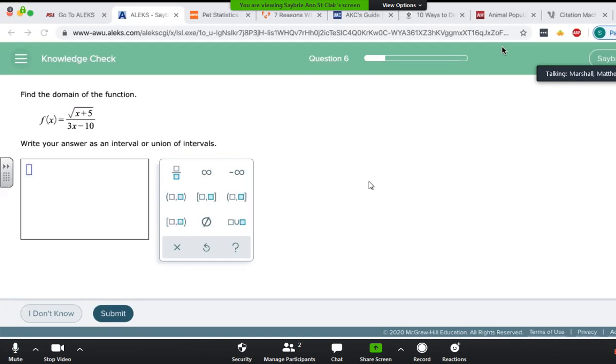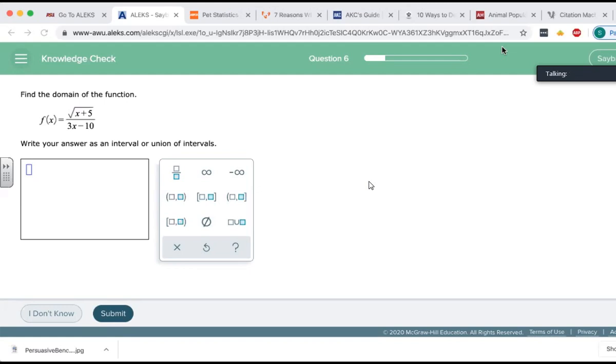Let's see. No, it didn't have that. Oh, wait a minute. Yeah, the x plus 5 has to be bigger than 0. That's right. So x has to be larger than negative 5, greater than or equal to. Oh yeah, so they're right. It's square bracket negative 5 to 10/3, and then 10/3 to positive infinity. That's 100% right.